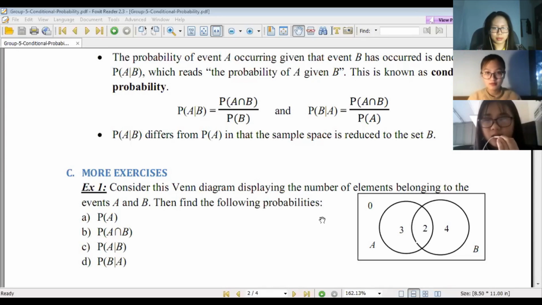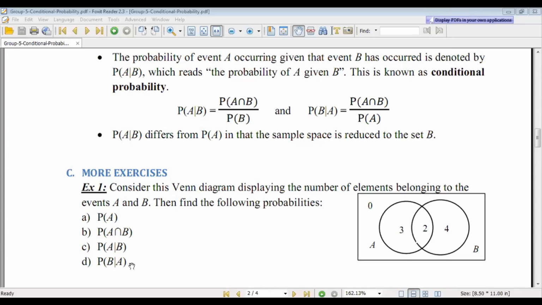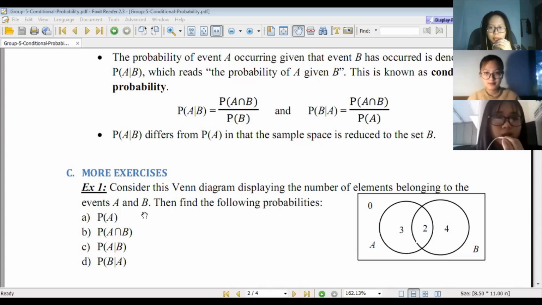Can you see clearly? Yes, I see. So we have 4 questions, and question A and question B we have learned in the lesson before. So I will pick somebody to do this exercise. Who can?